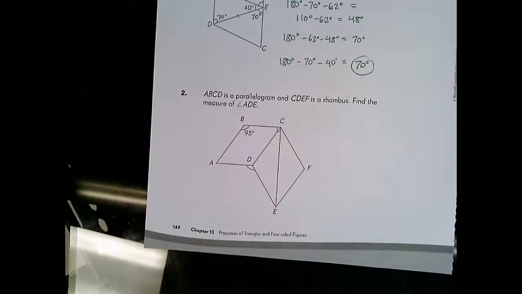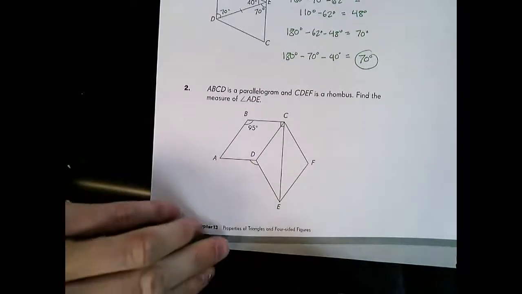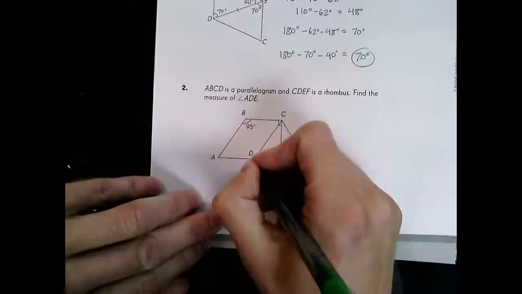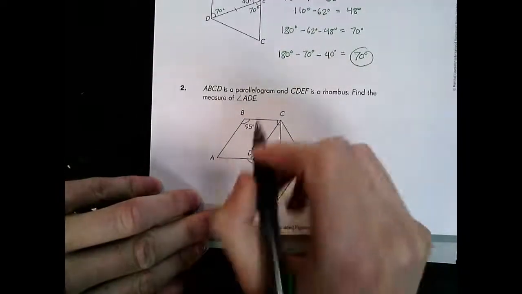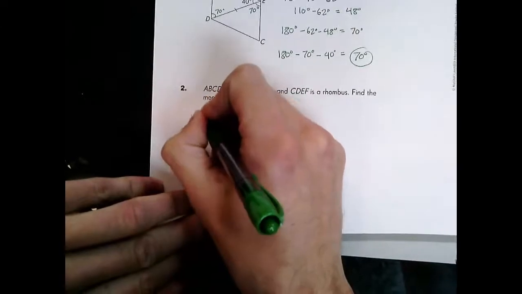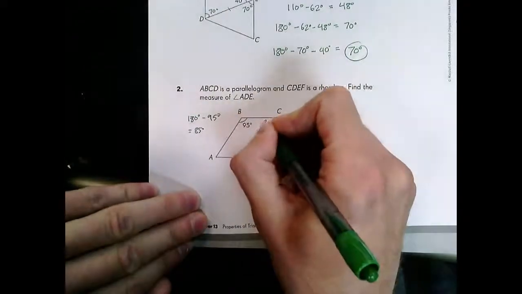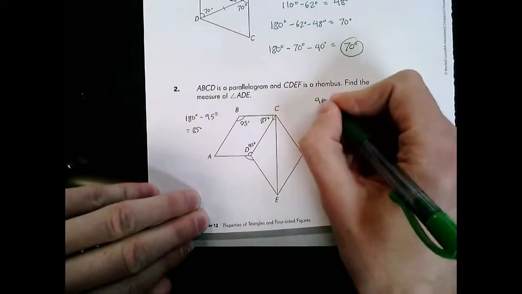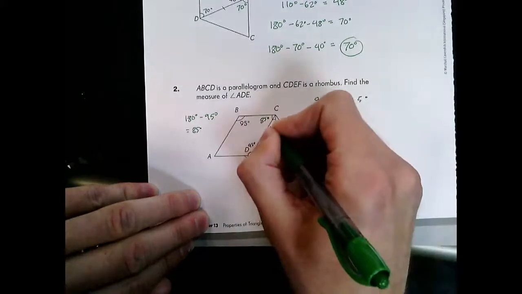Okay, last one. ABCD is a parallelogram and CDEF is a rhombus. Find the measure of ADE. Oh, this big one here. Okay. If ABCD is a parallelogram, I know this is 95 degrees because they're opposites. I know that adjacent angles have to add up to be 180, which means 180 minus 95 is equal to 85 degrees. This angle is 85. That's a right angle. 90 minus 85 is 5 degrees. This little one here is 5.